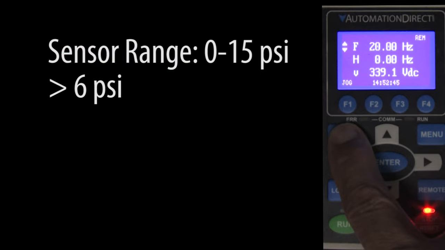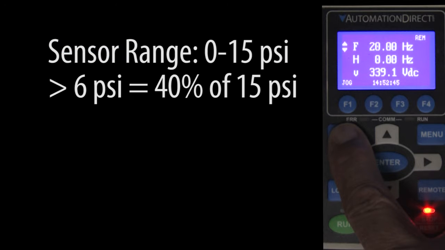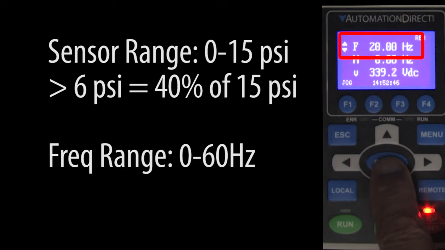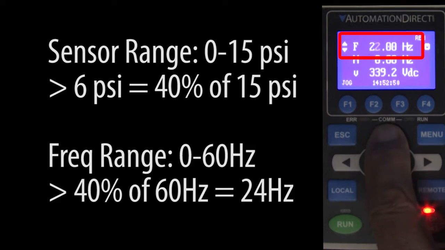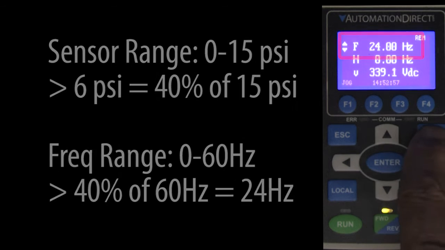We want our system to maintain 6 psi, which is 40% of the sensor's full scale. So here, where the drive frequency would normally be, we need to put 40%. But this is still entered in hertz, so we enter 40% of the drive's max frequency of 60 hertz, which is 24 hertz. I know that's confusing. Just remember this isn't the drive frequency when we do PID. It represents 40% of the drive's full-scale output.